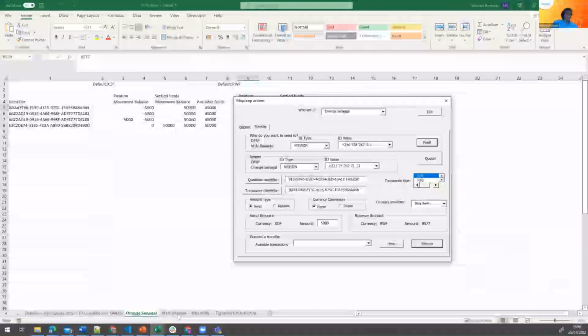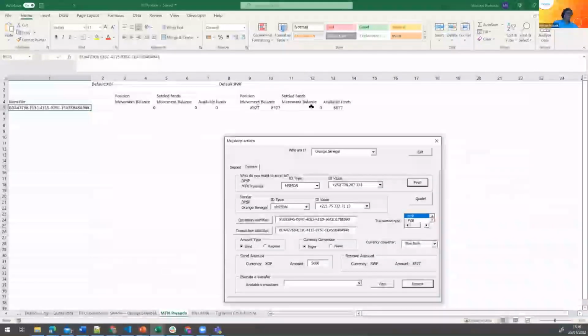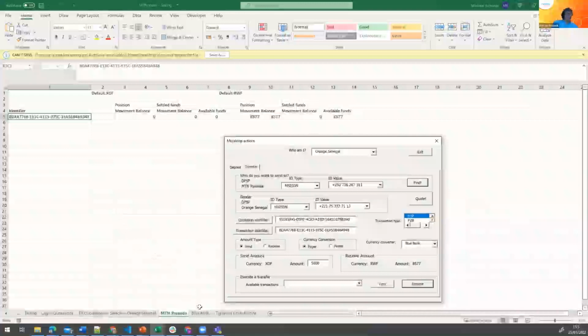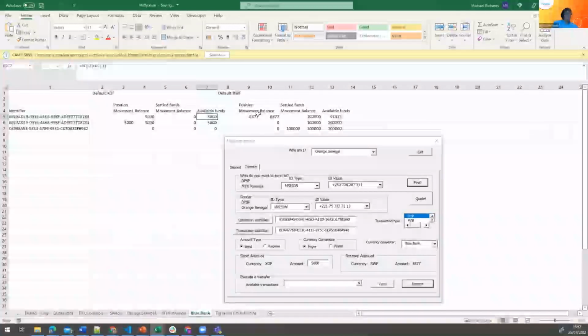If we look at MTN Rwanda, all we see is a single movement that says it's got 8,577 francs. If we now look at the currency converter, we will see that it's got 5,000 West African francs in, and those are now available. It's sent out 8,577 Rwandan francs, so its balance there is less than it originally was by that amount.